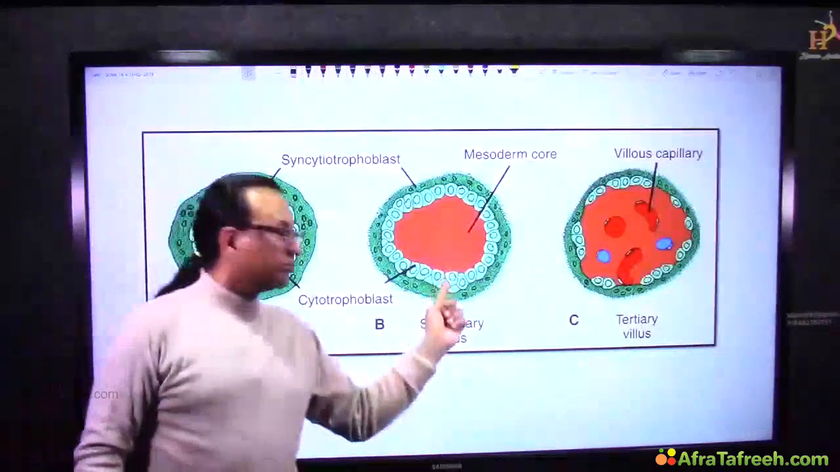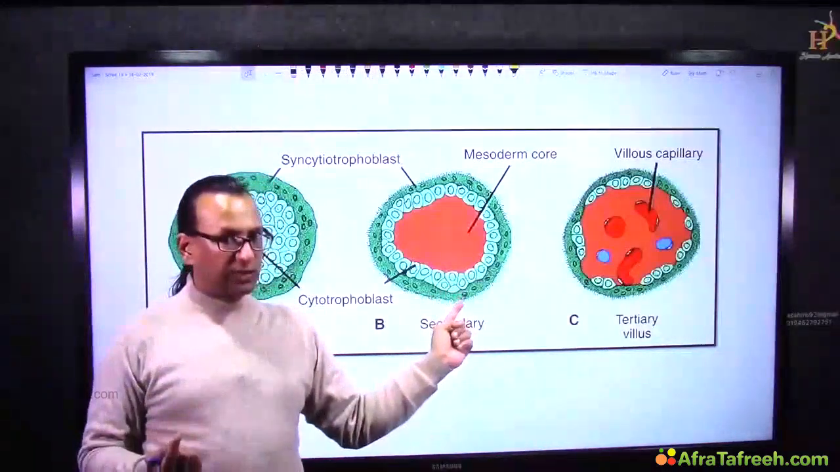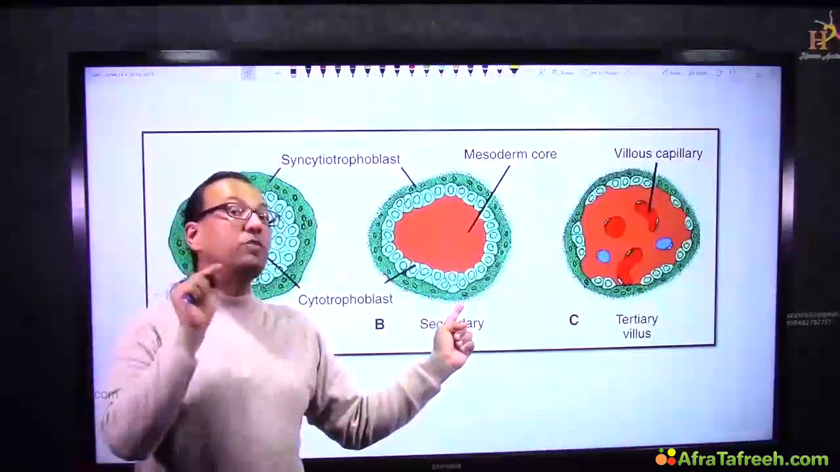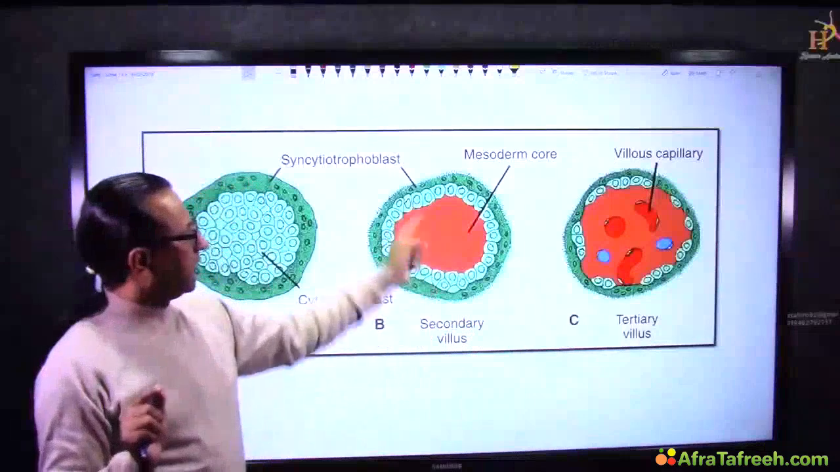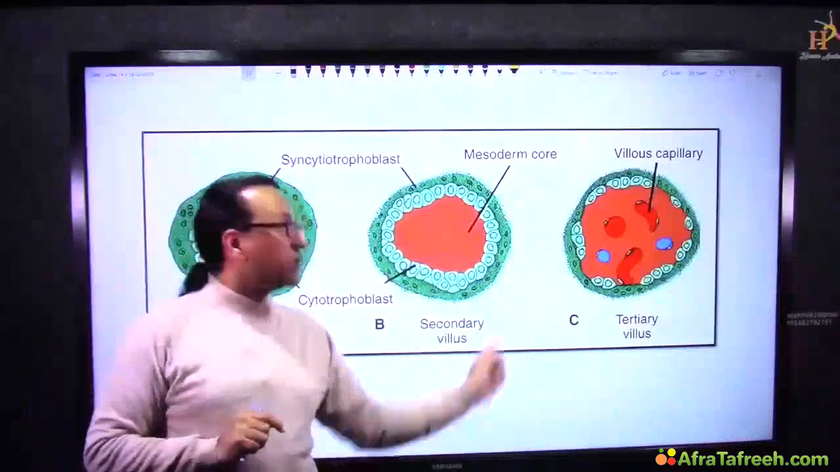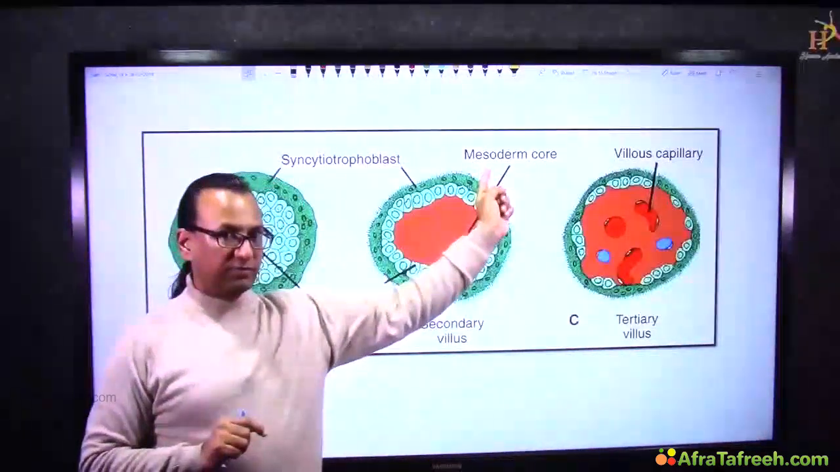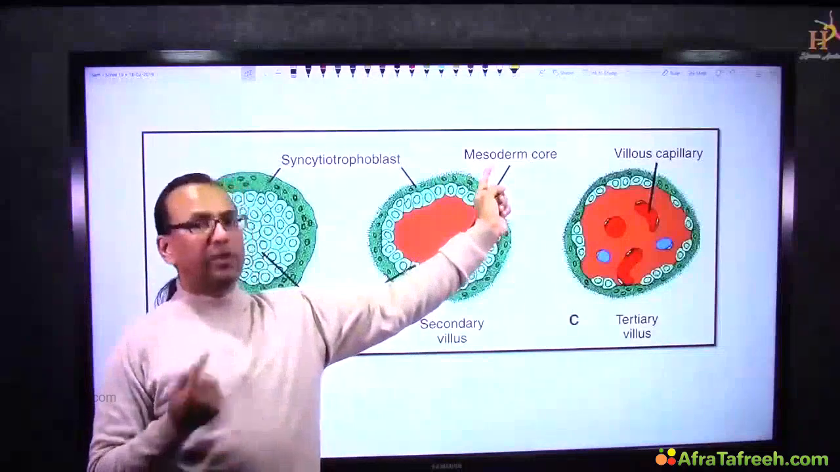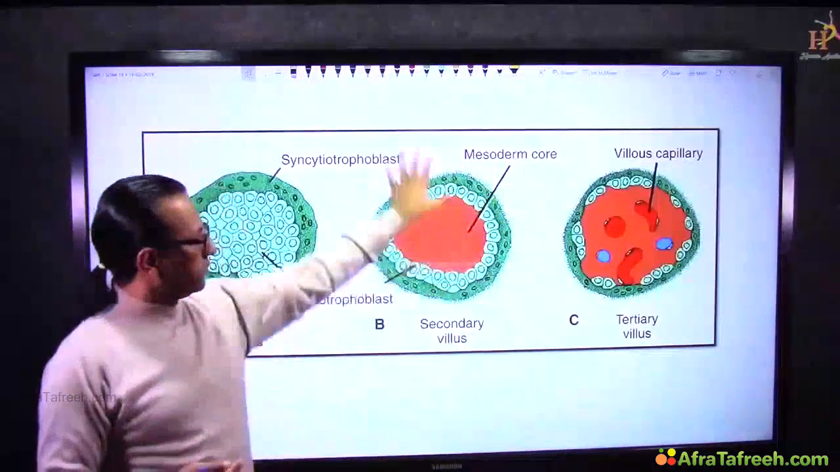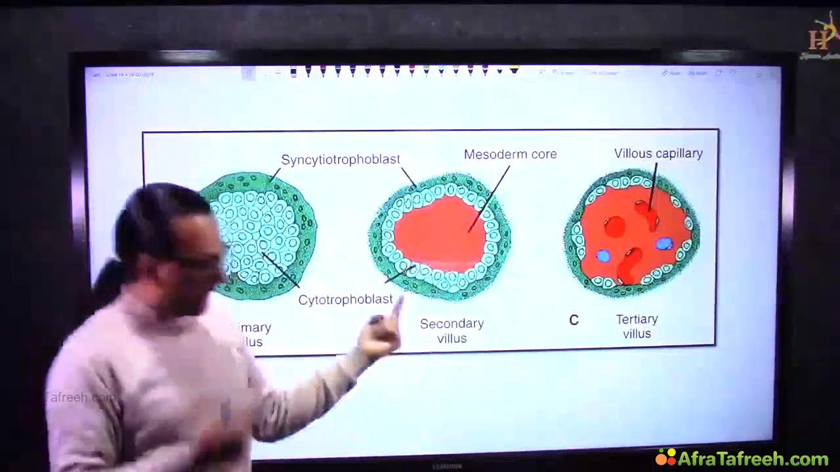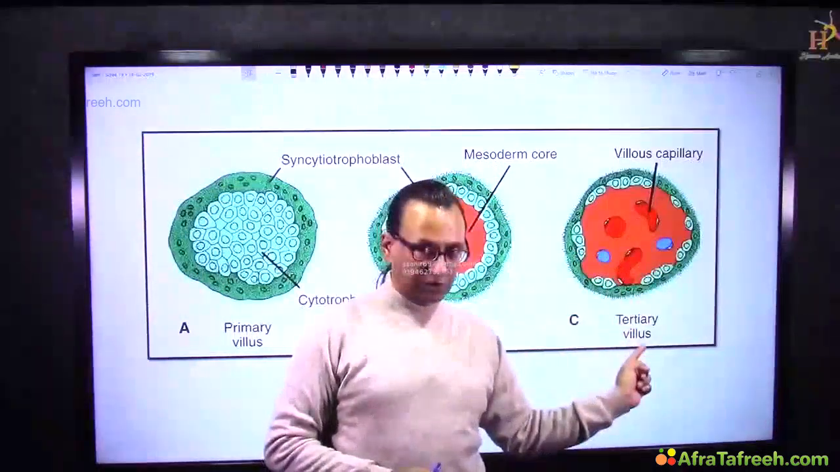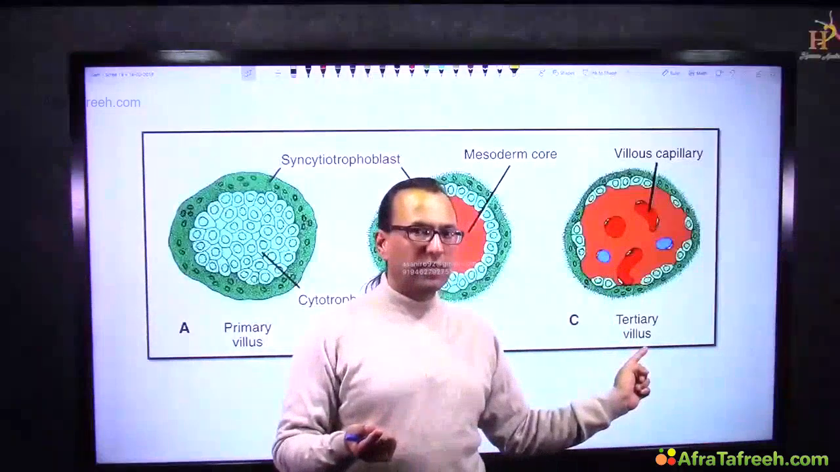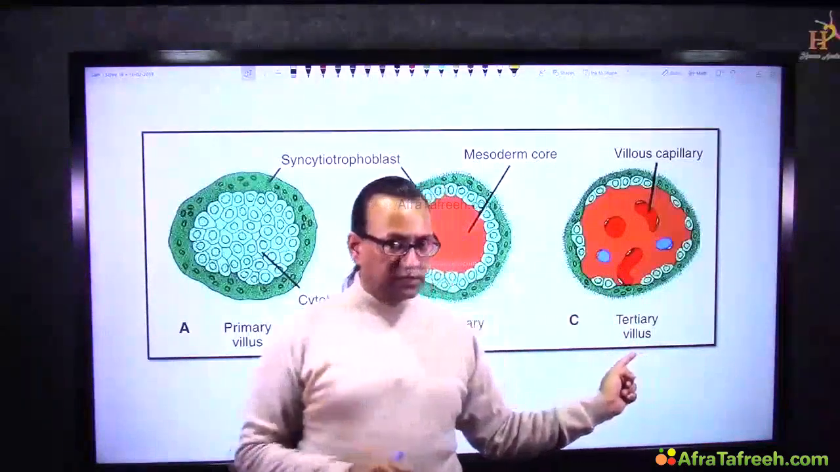But when the extra embryonic mesoderm comes, which is the somatic layer of extra embryonic mesoderm, that time it will be a secondary villus. So extra embryonic mesoderm has come, which is somatic extra embryonic mesoderm, to form the secondary villus. And then some fetal blood vessels will come and will become the tertiary villus. Let me show you another diagram for the same details now.